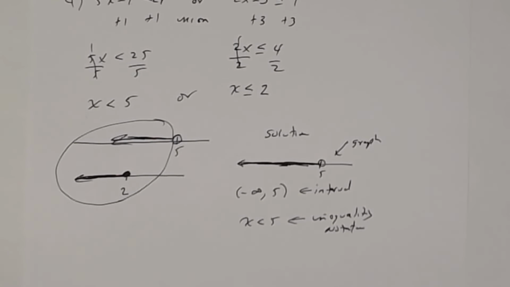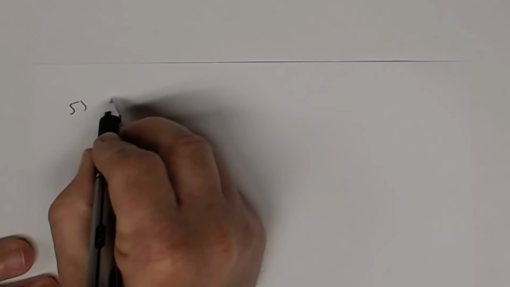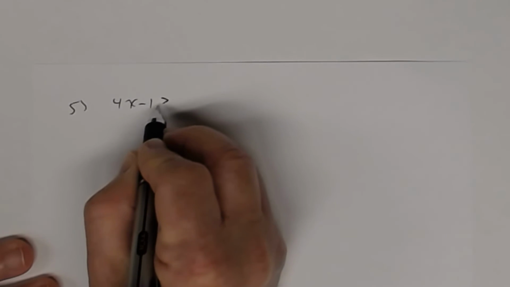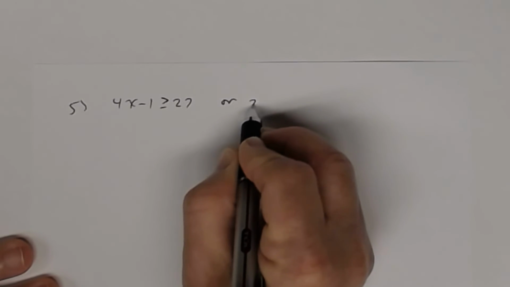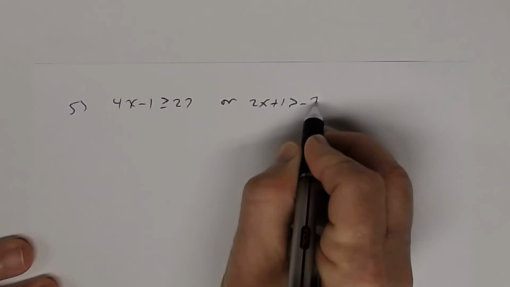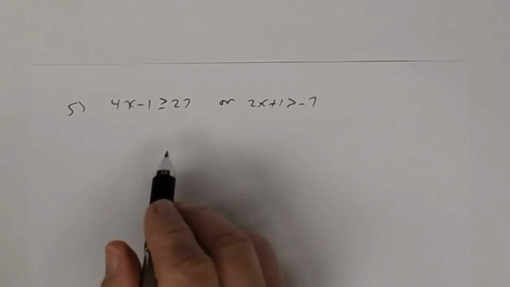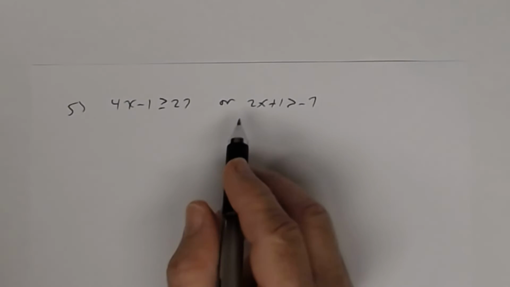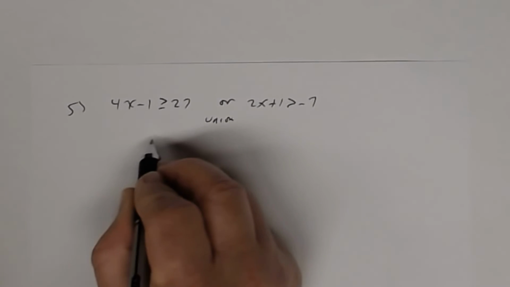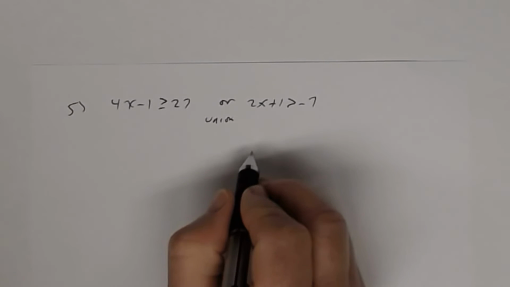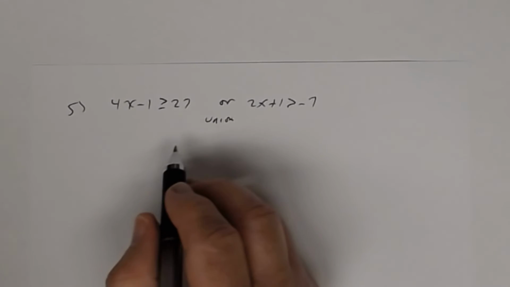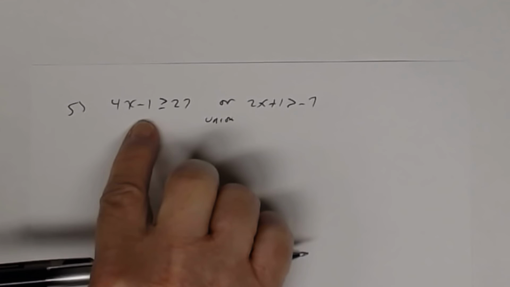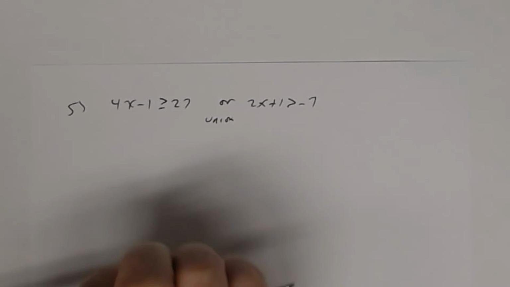Okay, let's look at one more, number 5. Let's do an OR statement. In number 5, we have 4x minus 1 is greater than or equal to 27, or 2x plus 1 is greater than negative 7. All right, we're going to solve each one individually, but notice that's an OR statement, so it'll be the union. Whatever is shaded will be the solution to this compound inequality, because it satisfies at least one, either this one or this one.